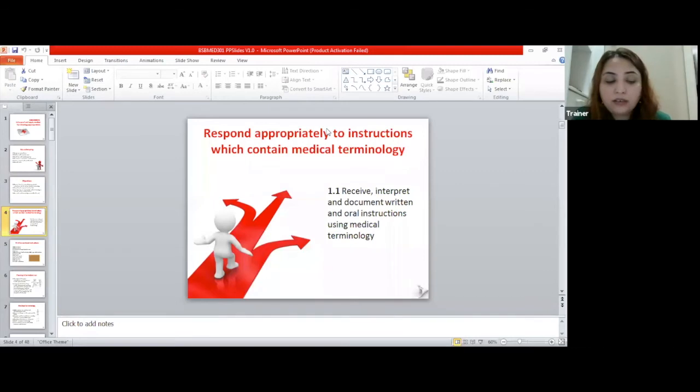CPR, everyone knows CPR. Those who've done first aid definitely should know that. Cardiopulmonary resuscitation.